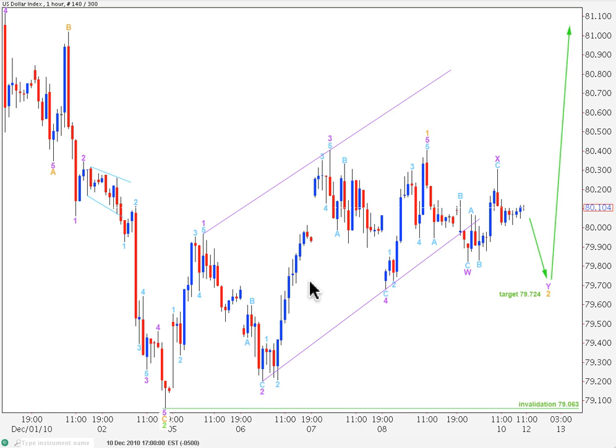3 is the longest, so it doesn't perfectly meet the rules for a diagonal regarding wave length. However, that's all right because that's often the case with diagonals. As I keep saying, I expect that rule regarding wave lengths for diagonals should probably be rewritten, and we often see third waves within contracting diagonals which are the longest.